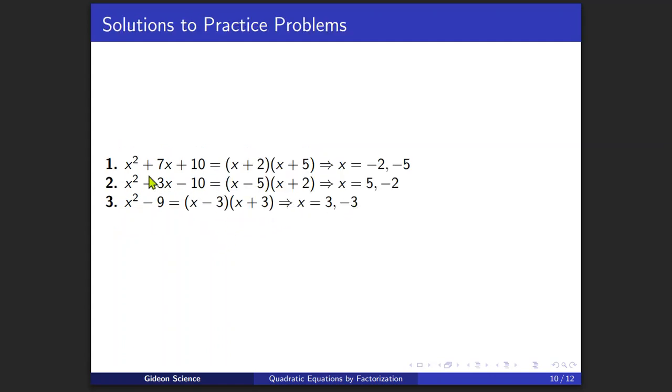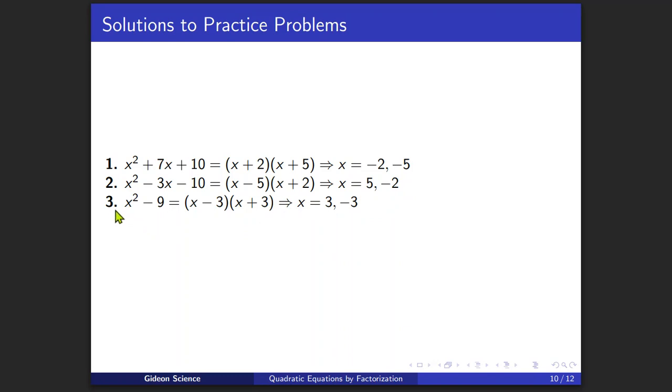So the solution for the first one, you can see when you try it and open this bracket, it will lead to the expression we have here on the left hand side. And by solving it, setting x plus 2 equals 0 or x plus 5 equals 0, you will have x is equal to minus 2 and x equals minus 5. Same applies here. So we can express this as a product and we have x minus 5 and we also have x plus 2. So upon setting each to 0, we will have that x is equal to 5 or x equals minus 2 as a result.